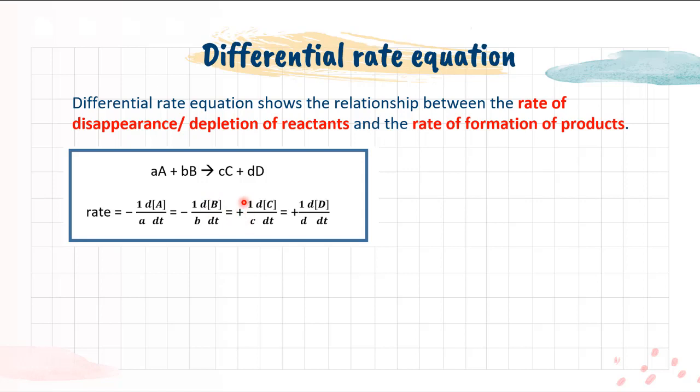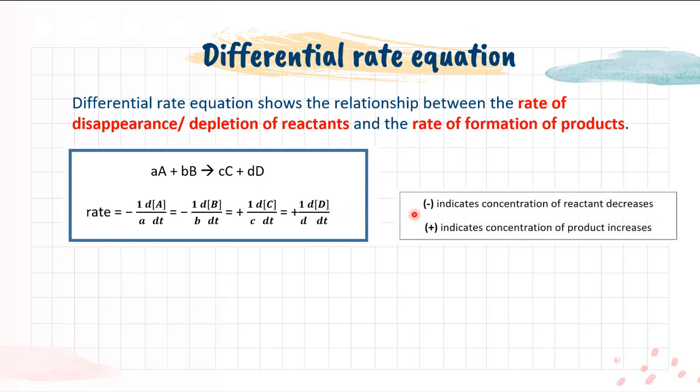So we are using a positive sign here. Again, 1 over c, coefficients become denominator. So d[C] over dt. And then lastly, we have plus 1 over d, the coefficient becomes denominator, d[D] over dt. So remember that negative sign indicates that the concentrations of reactant decrease and positive sign indicates the concentrations of product increase. So that is in general.